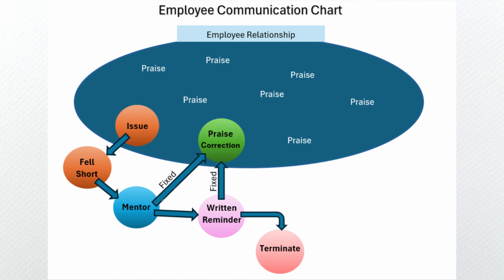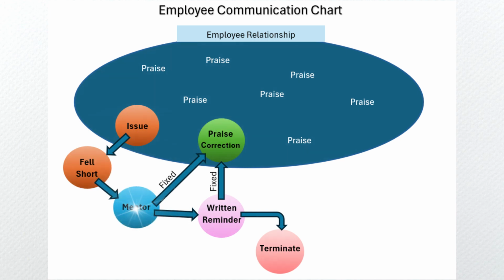Let's just recap the entire process. If you think about your communication with your employee, it's more about the relationship with your employee. So catch them doing things right, let them know, appreciate them, praise them, reward them for the things that they are doing right. But at some point, they're going to have an issue. And when they have an issue and they fall short, you're going to start the disciplinary process.